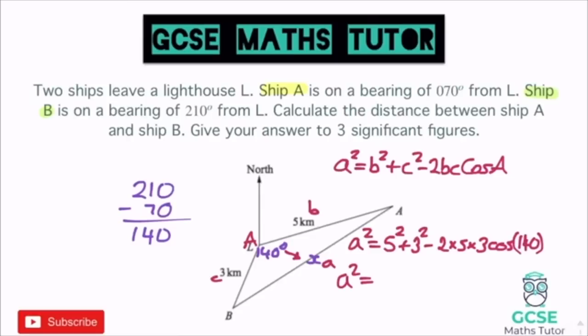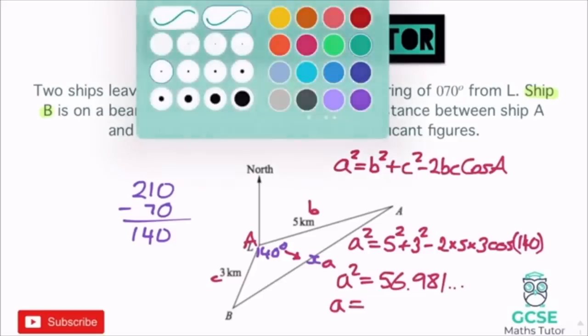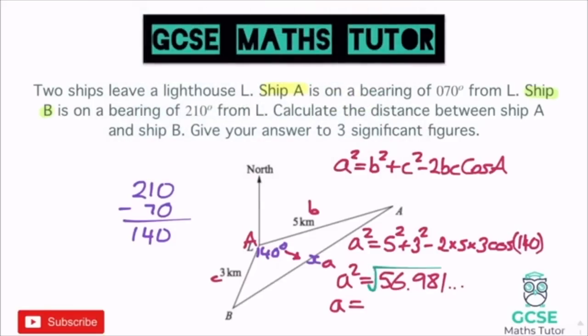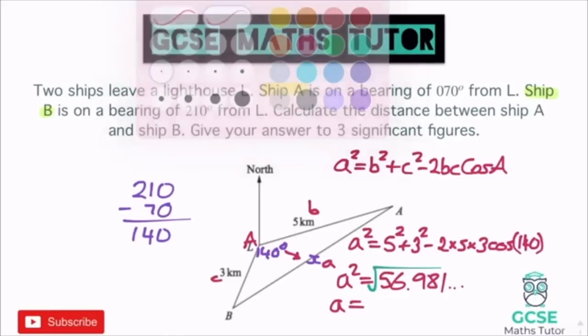There we go, and we get a squared equals 56.981, and a few more decimals. We're not going to write them all down because we obviously want the value of a, so we're going to have to square root that anyway. So to square root that then, let's just write that working out down. We're going to do the square root of that, and we get square root answer, 7.548.